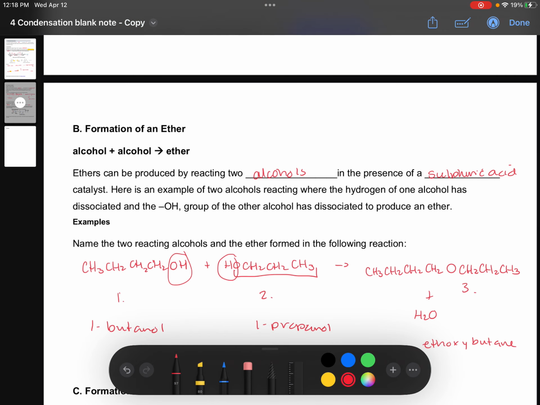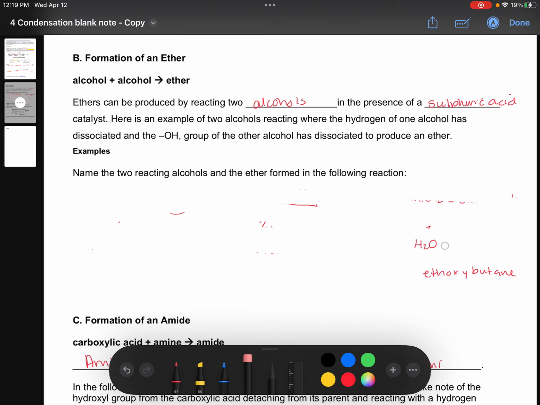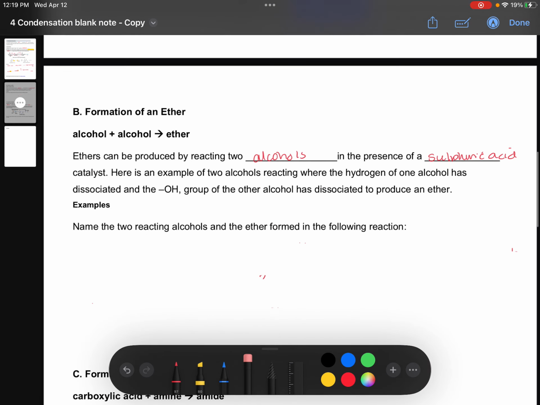Part B here, oh, I just realized this is all filled in. That's fine. We will just erase some parts here. We're just going to erase all of this. We'll just leave the blanks.